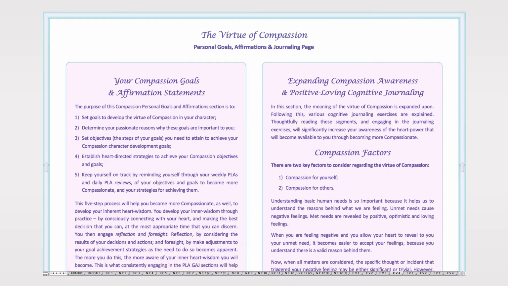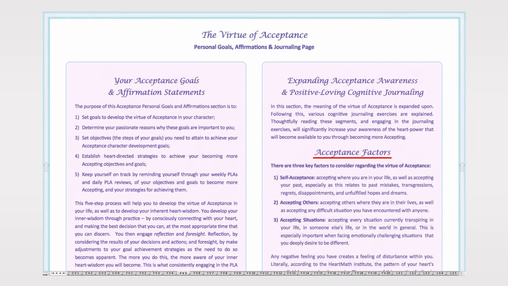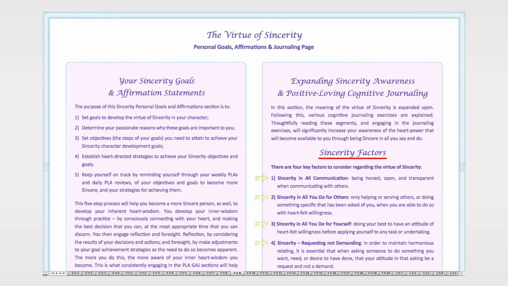However, for other virtues, there are more factors. Reflection has 6, foresight 4, acceptance 3, and sincerity 4. When we consider sincerity, for example, we may say of a person, he or she is very sincere. Or we may ask someone, are you being sincere? However, sincerity has element factors I had never considered until I started looking at what causes both internal and external conflicts. Once I realized that all conflicts are caused by a lack of adherence to a virtue, I took coming to understand the virtues much more seriously.